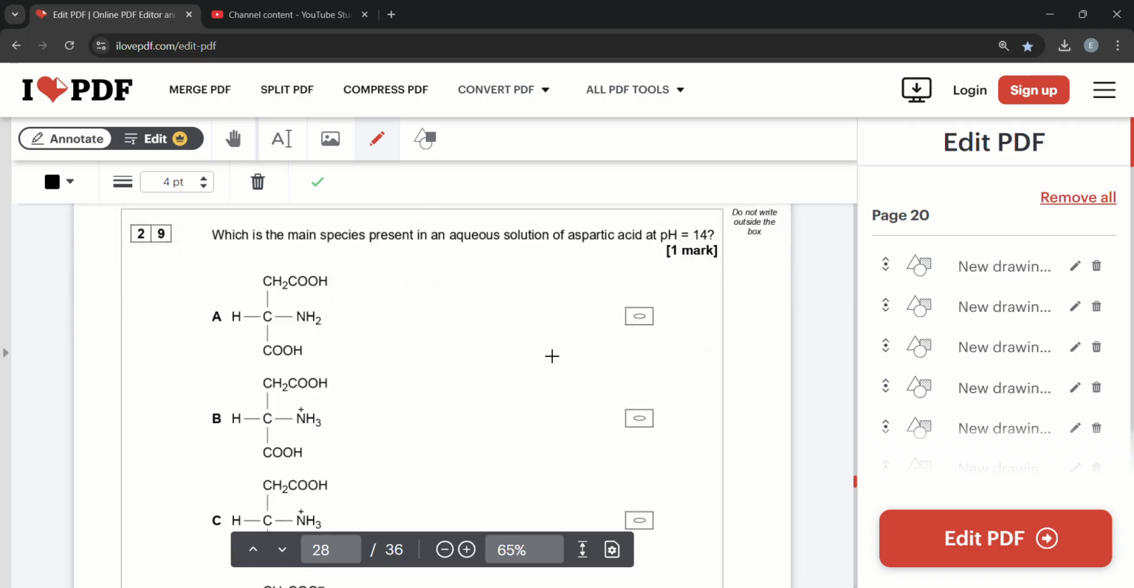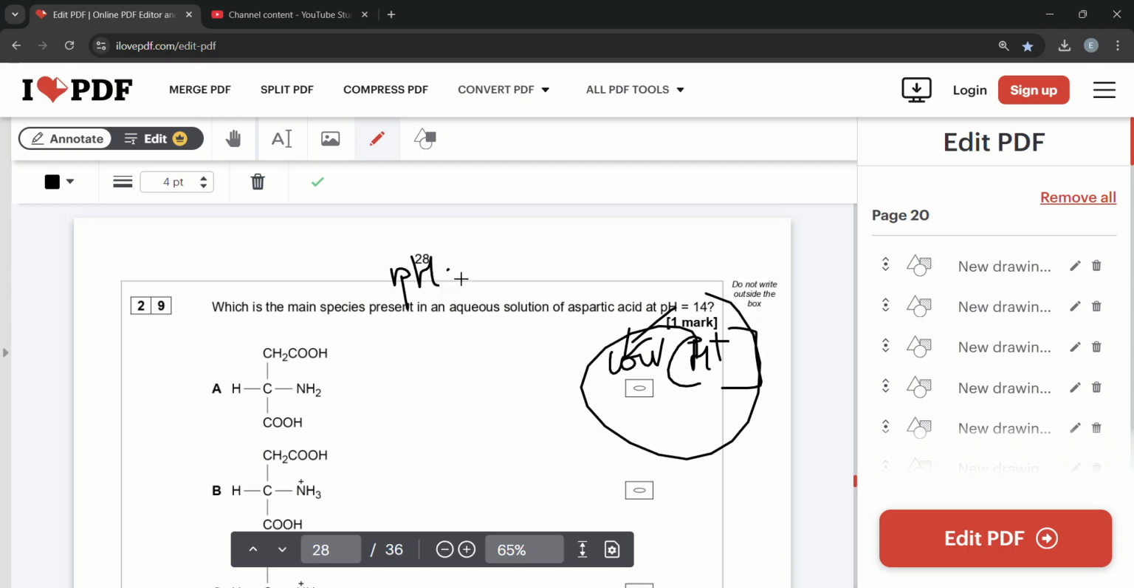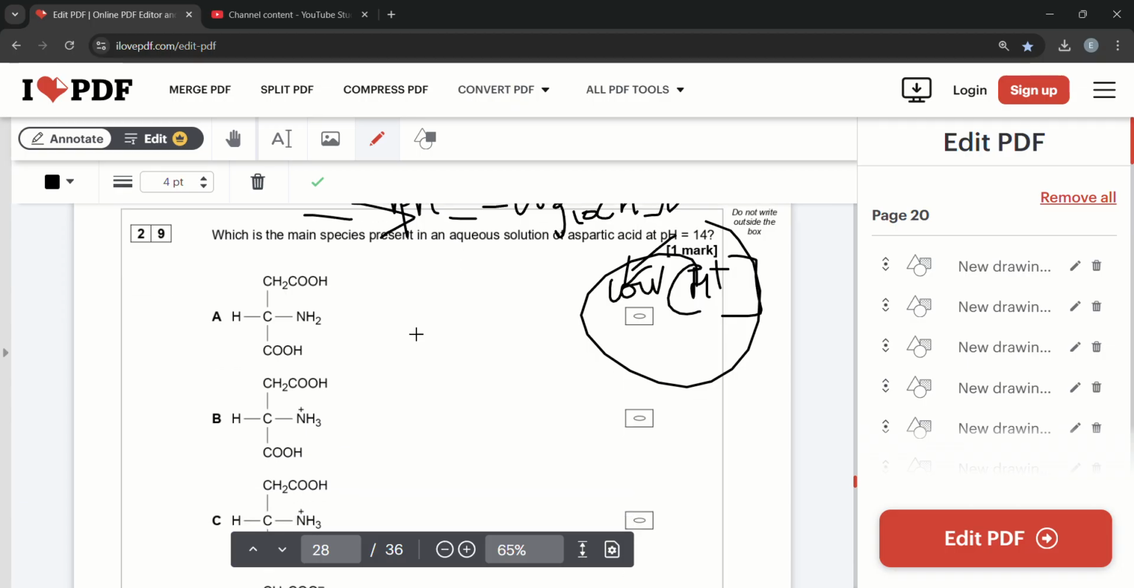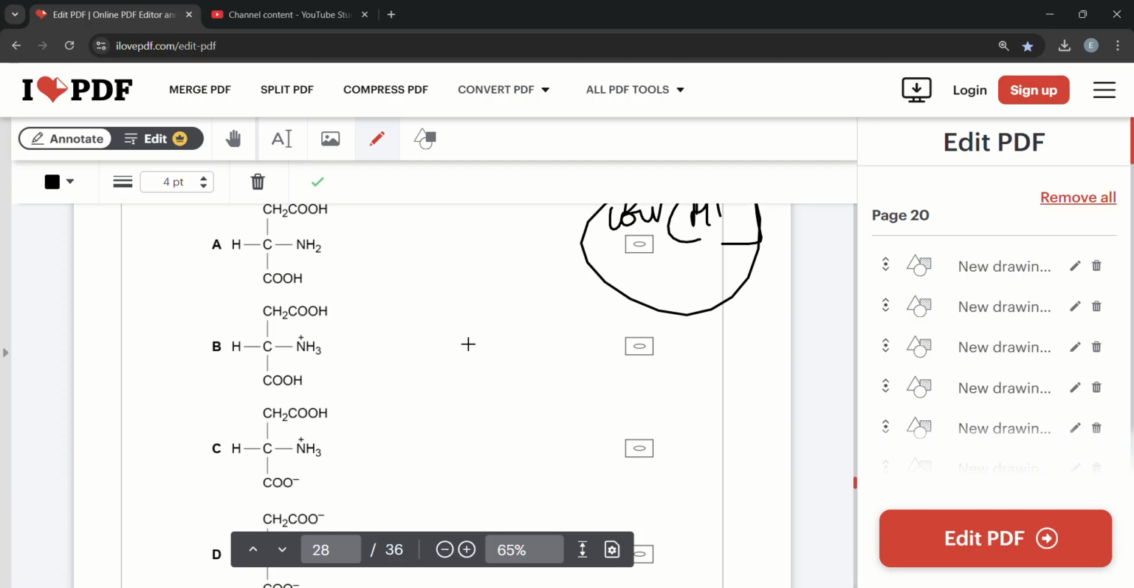29. What is the main species present in an aqueous solution of aspartic acid at pH 14? So pH 14, that's a very high pH. So what does that tell me? Low H plus, right? Concentration of H plus ions. Remember the pH equals minus log 10 of H plus. If pH is really high, H plus is really low. If H plus is really high, pH is really low, and vice versa. So we have pH is really high, 14. Extremely high. So therefore our answer has to have low H plus.